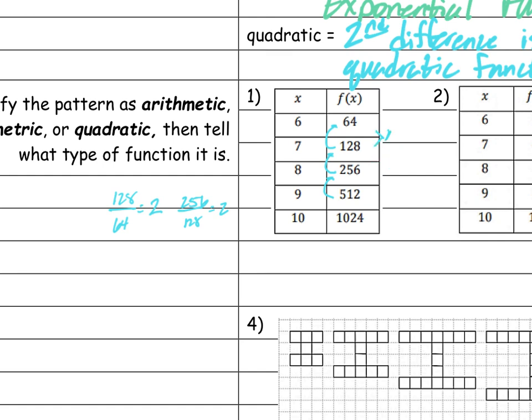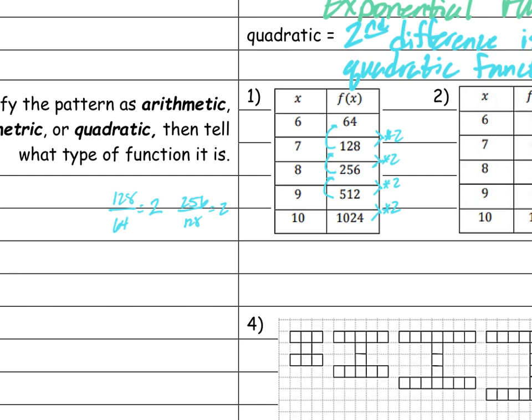I'm multiplying by 2. So do you think if those first two are the same, I'm multiplying by 2 on the rest of them? I can check. How can I check? I take 512 and divide by 256, right? If you have your calculator, it's really quick. 512 divided by 256. And it is multiply by 2. 1024 divided by 512. Multiply by 2. Okay, so I'm multiplying by 2.